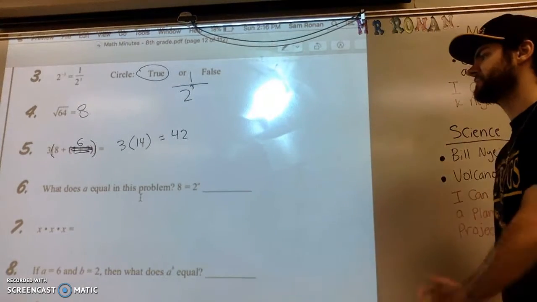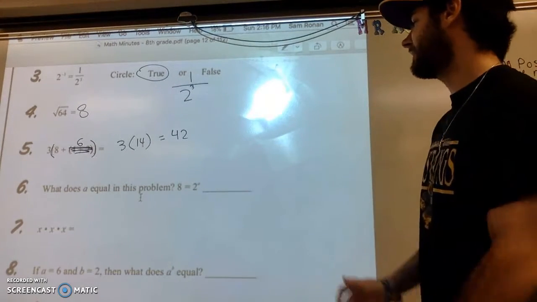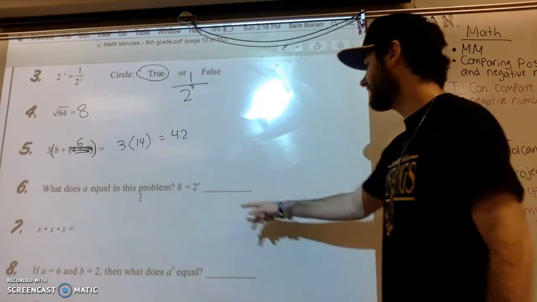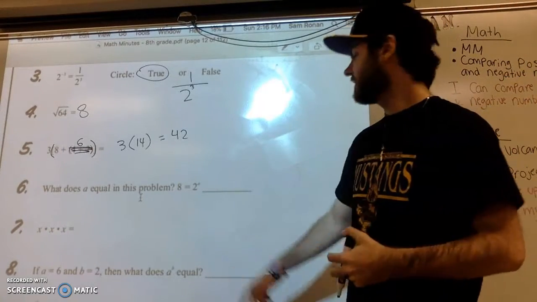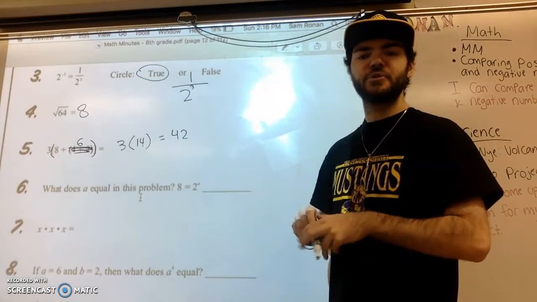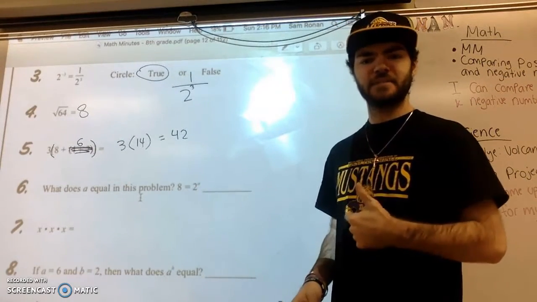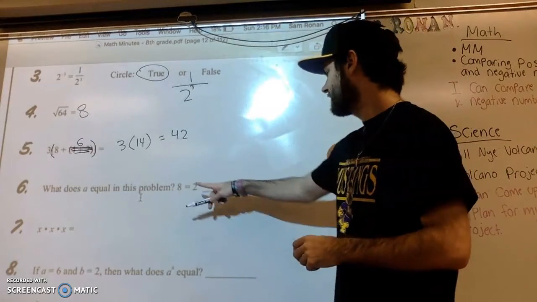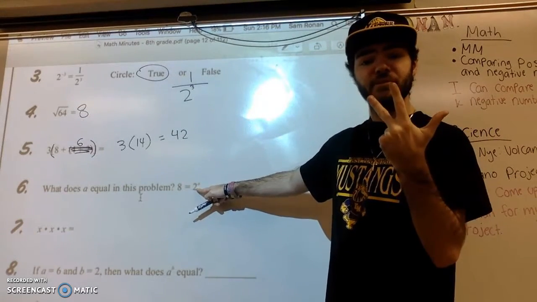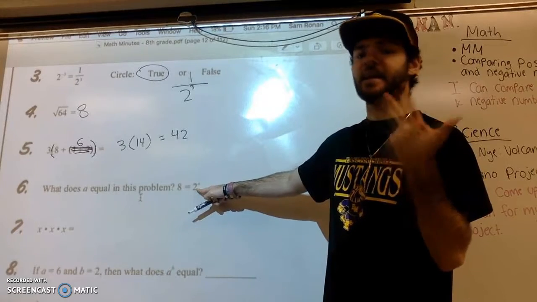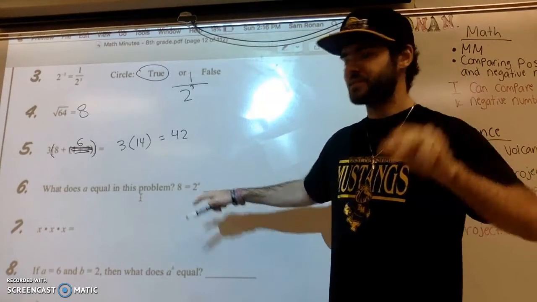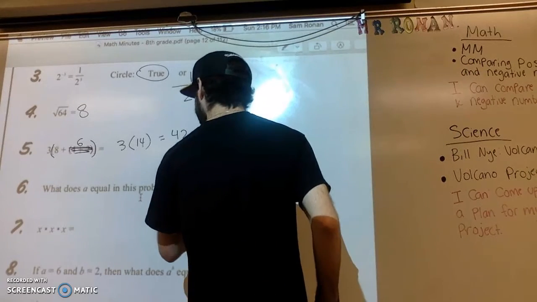Okay, number 6. What does A equal in this problem? We have 8 equals 2 with an exponent of A. So what we're trying to figure out is how many times 2 times itself is going to get us to 8. Let's do this. 2 times 2 is 4, times 2 is 8. How many times did I multiply 2 by itself? Multiplied it by itself 3 times. So A is going to be 3.